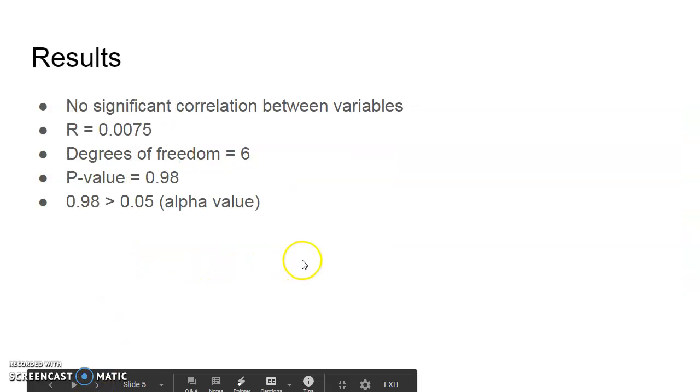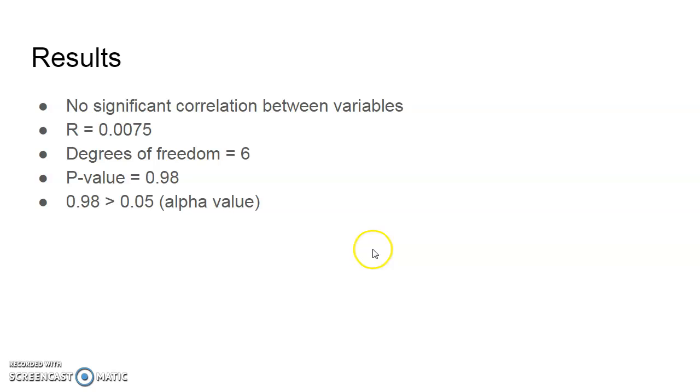I did not find a significant correlation between the variables. As you can see here, my R value was pretty close to 0, which I think indicates that there was not really a significant positive or negative correlation between the variables. My degrees of freedom were 6. I collected 8 plots over 2 days, but one of the plots I think had the same number of caterpillars, so I think R interpreted it as 7 plots. My p-value exceeds the alpha value, so in this case we cannot reject the null hypothesis.